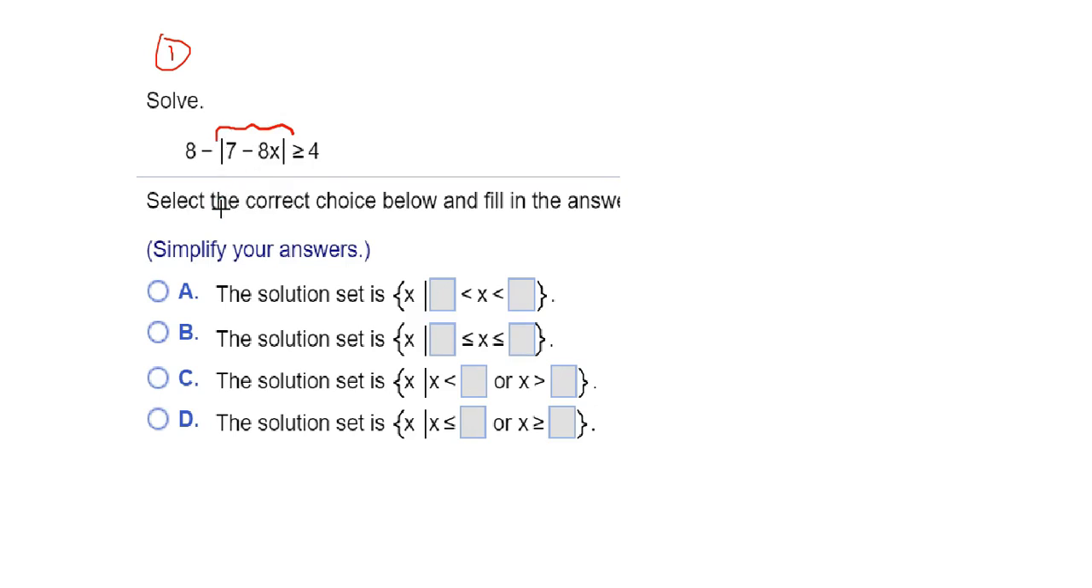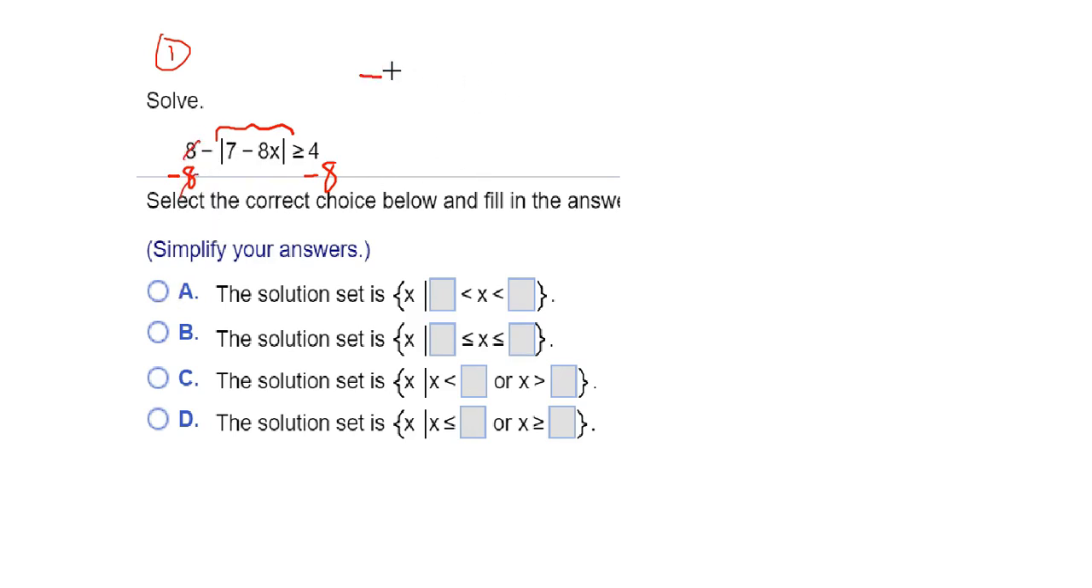So get the absolute value by itself first. We saw a problem like this earlier with equations. We're going to start by subtracting this positive 8 over to the other side because it's not being multiplied here. It's being added to this negative absolute value. So to cancel it out, we subtract by it. That's going to cancel out the 8's here.